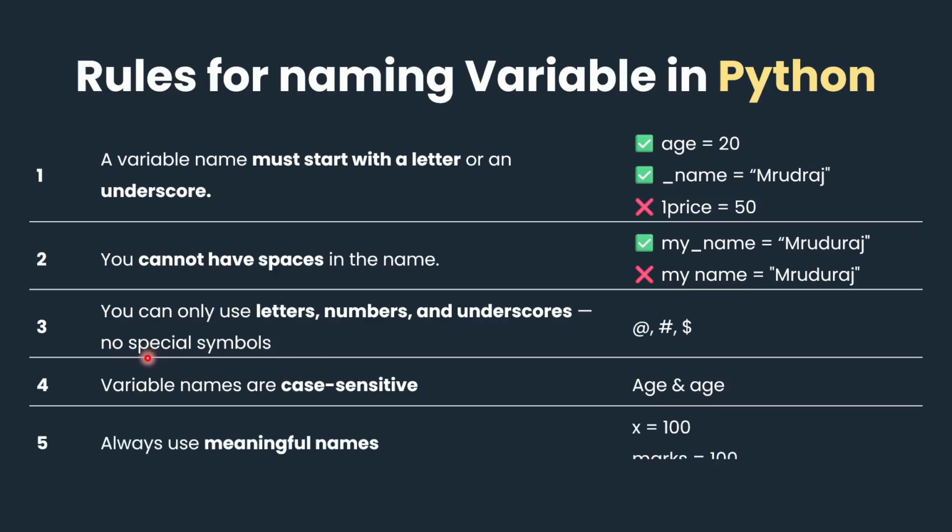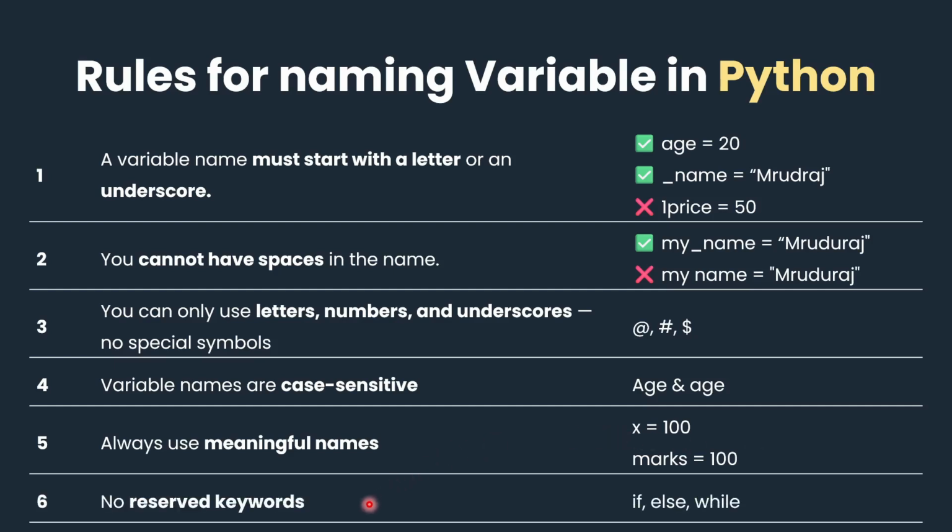Then we'll see the fifth rule. Always use a meaningful name. Instead of using x is equal to 100, use marks is equal to 100 if it is marks. Because when the name is meaningful, your code is easy to understand and troubleshoot, right? So it is always good practice to give a meaningful name to a variable rather than just calling it a, b, c, or any random name.